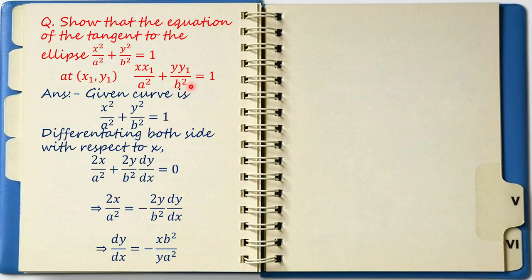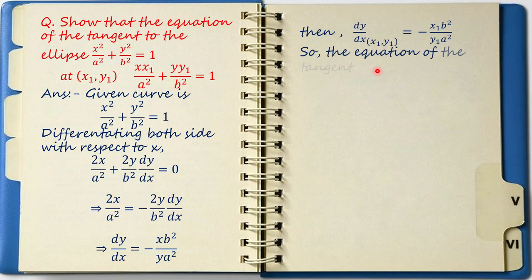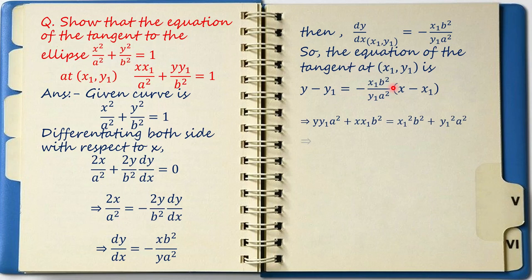Now what is the slope of the tangent? That means dy/dx at the point (x1, y1) is the slope of the tangent, and the equation of the tangent is given by y minus y1 is equal to m into x minus x1. Now just simplify this equation, we will find x x1 by a square plus y y1 by b square is equal to x1 square by a square plus y1 square by b square.